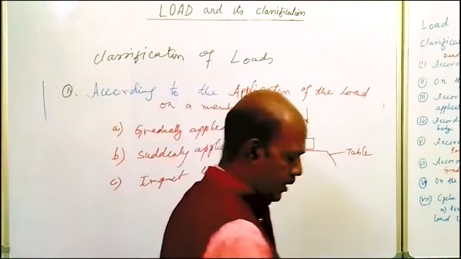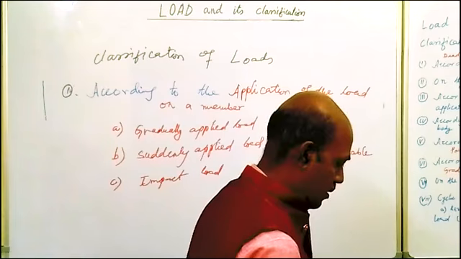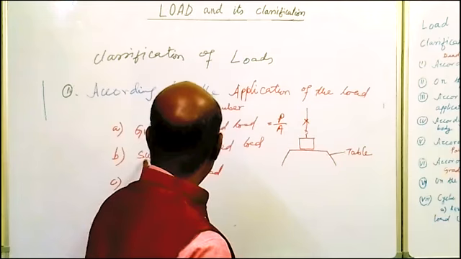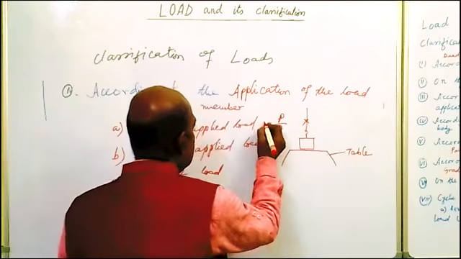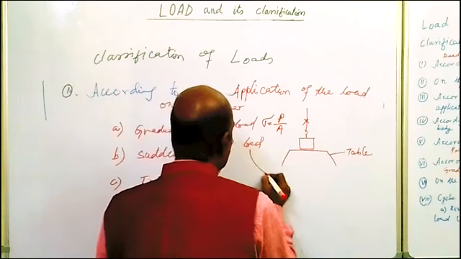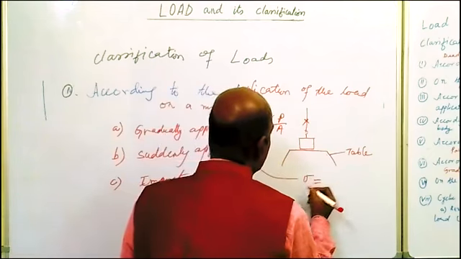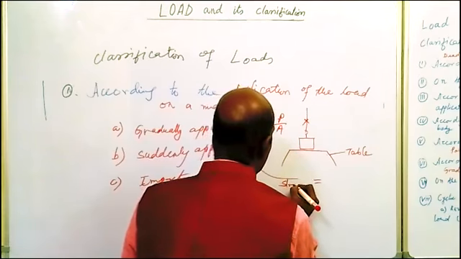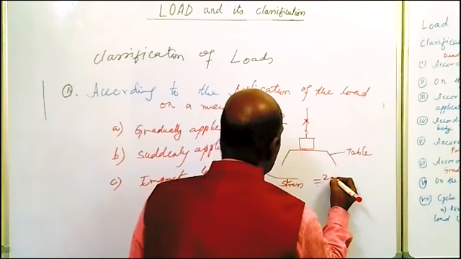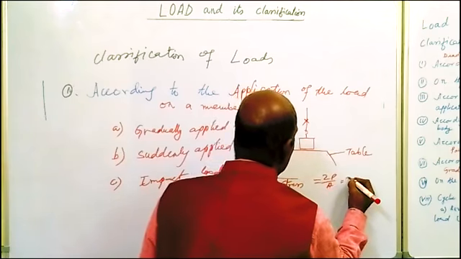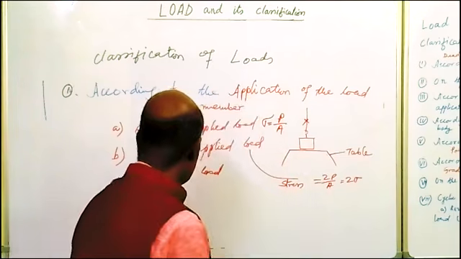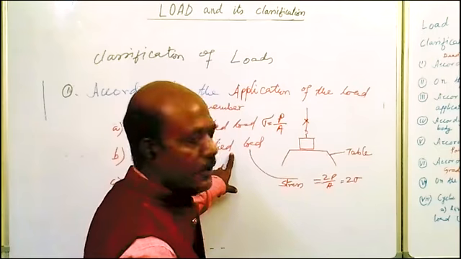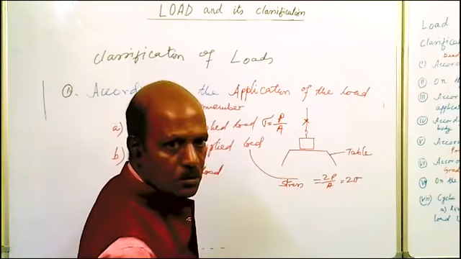What is P? P is the load on the member and it is applied over the surface A, so P by A. The second one is the suddenly applied load. The stress developed by suddenly applied load is given by 2P by A, which is equal to 2 sigma. That means the stress developed in suddenly applied load is just double that of the gradually applied load.